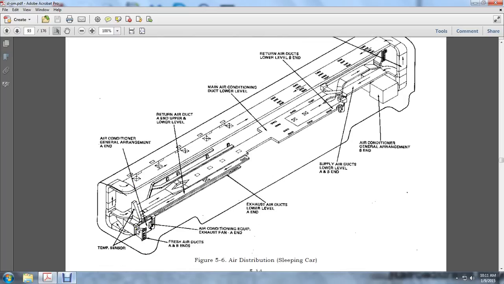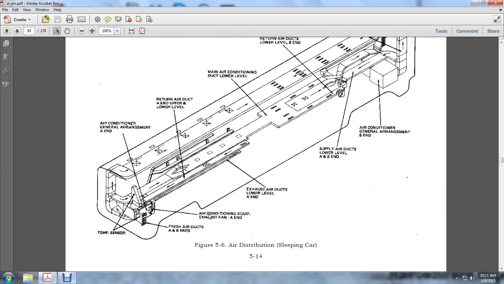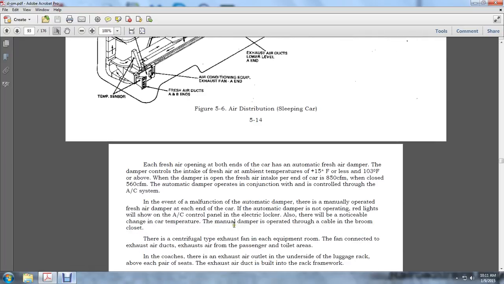This is the air distribution from the air conditioner general arrangement of the A end, and the return air duct A end of the lower level, the main air duct lower level, the return air duct lower level B end, the supply air duct upper level A and B ends, and the air conditioner general arrangement B end, the supply air ducts lower level A and B ends, exhaust air ducts lower level A end, the exhaust air conditioner equipment exhaust fan A end, and the fresh air ducts A and B ends, and the temperature sensors.